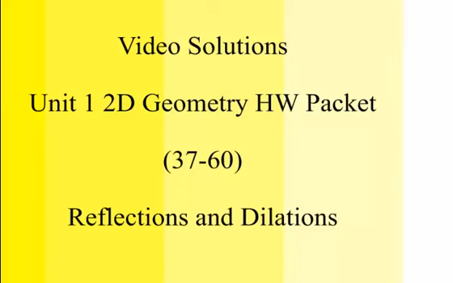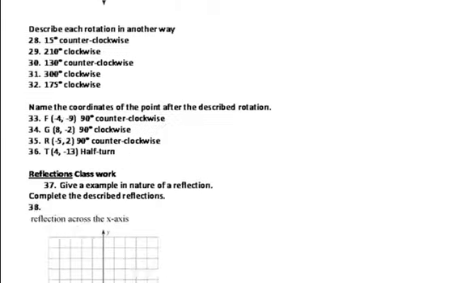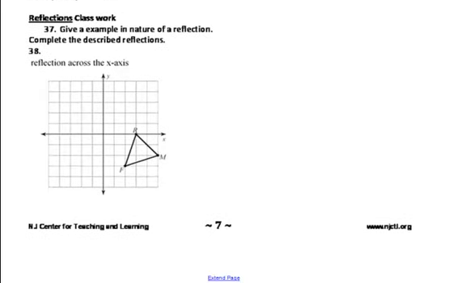Video solutions for Unit 1, two-dimensional geometry homework packet 37 through 60, and it's on reflections and dilations. So let's scroll down here to number 37. We did this one in class.